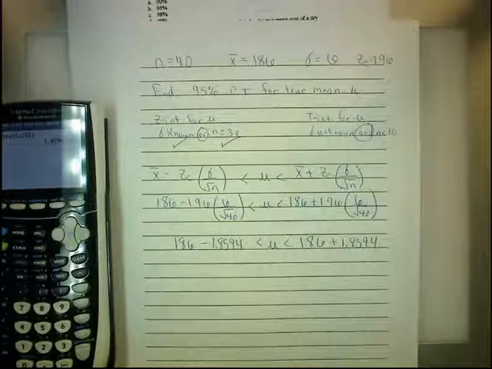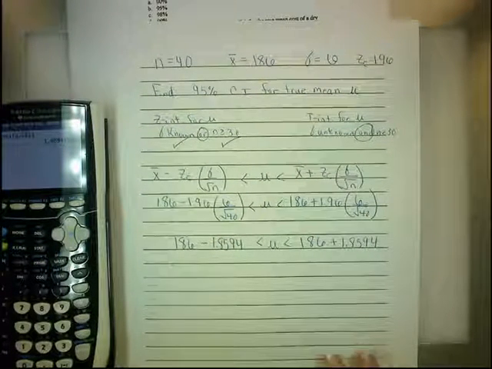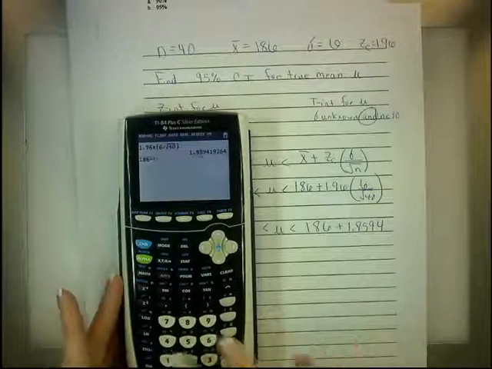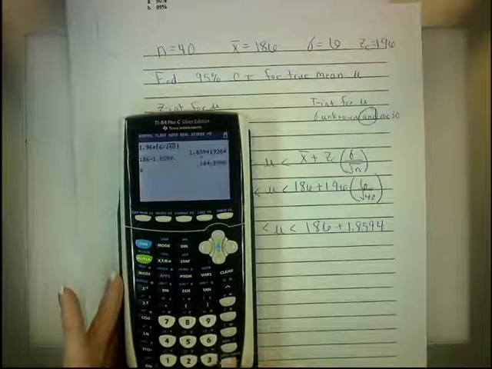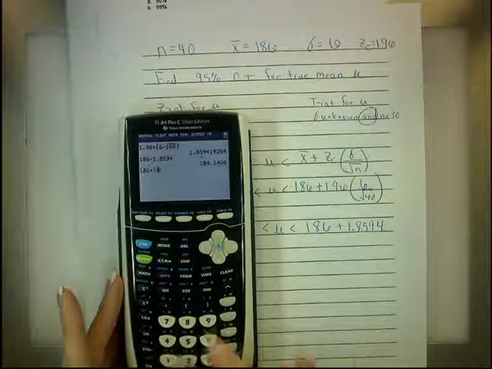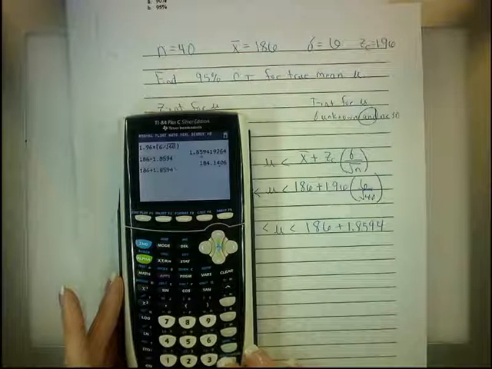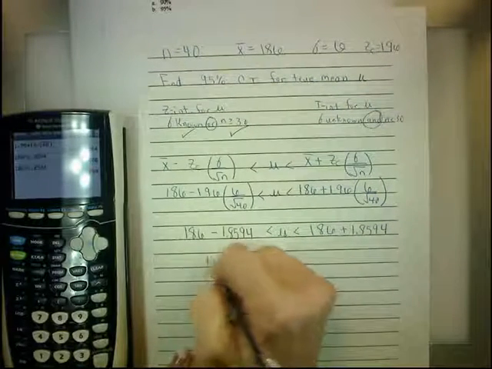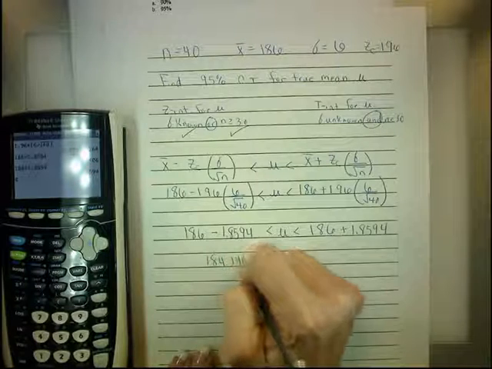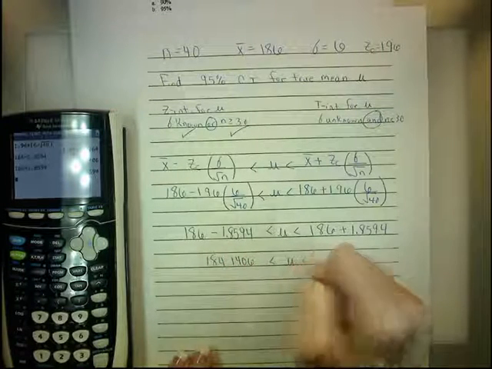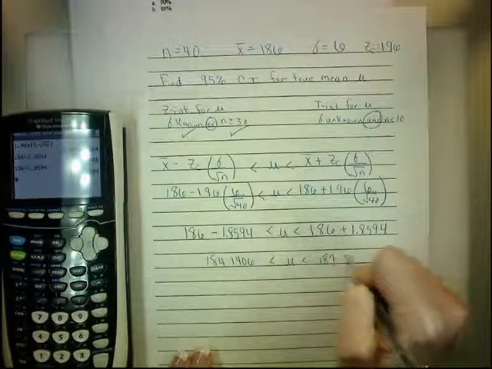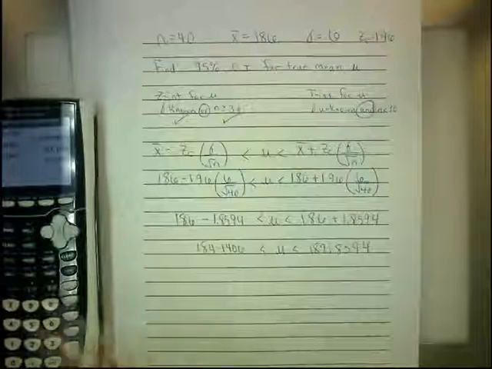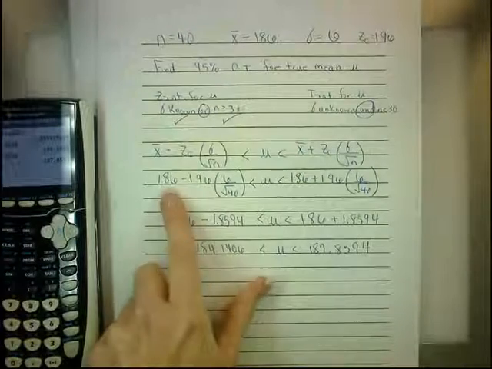So there's your margin of error, and it is rounded accurately to 4 places. Subtract from 186 and add to 186, and you get your lower and your upper number, and that's 184.1406 and 187.8594. And then we have to round accurately according to the given sample mean, which is a whole number.